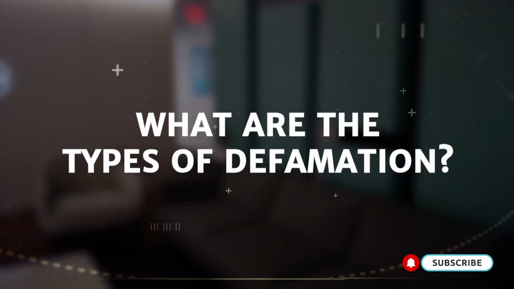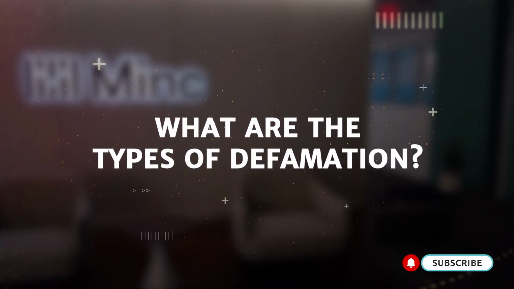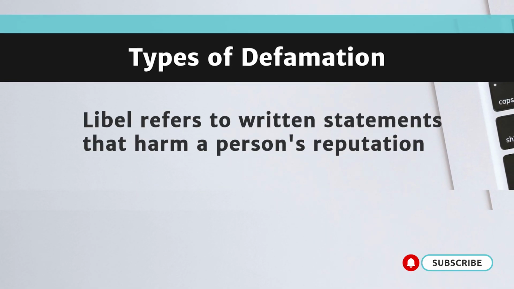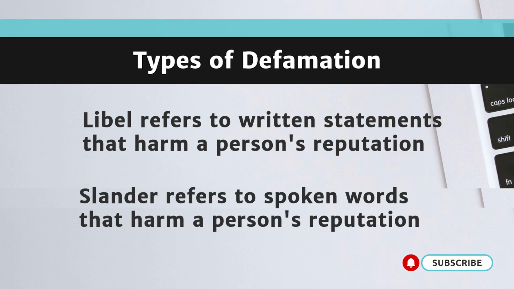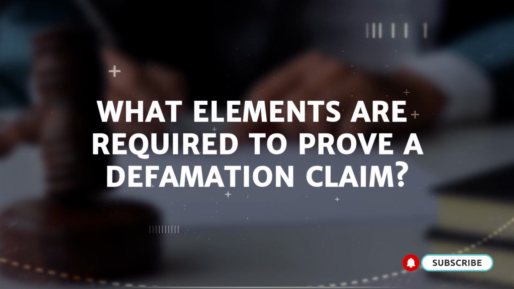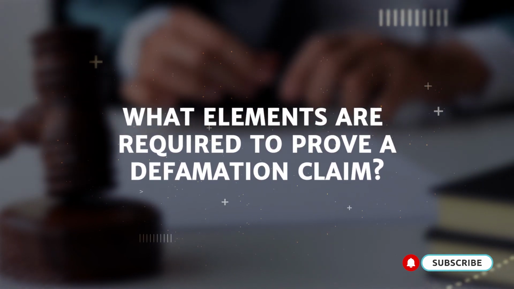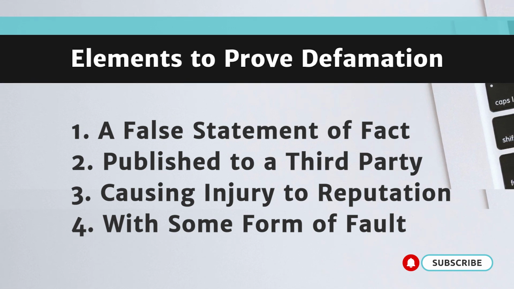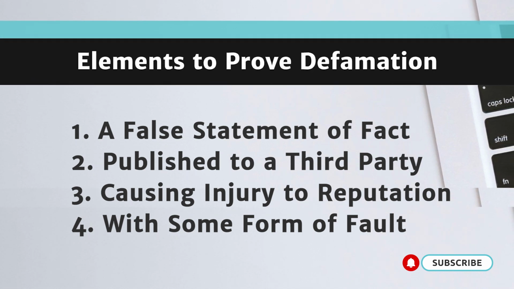Defamation can be broken down into two types: libel and slander. Libel refers to written or published statements that harm a person's reputation. Slander refers to spoken words. Both types can be damaging to an individual or business, but proving either can be challenging, especially when opinions are involved. Typically, to prove defamation, a plaintiff must establish four elements: a false statement of fact, published to a third party, causing injury to reputation, and with some degree of fault, either negligence or actual malice.